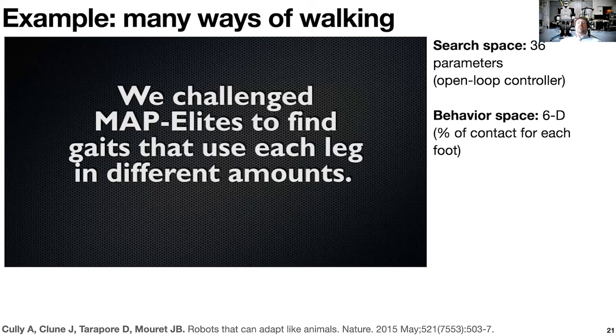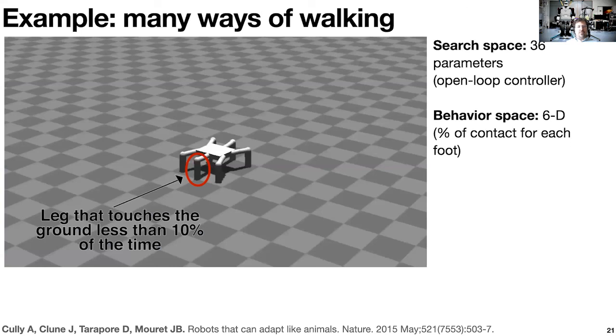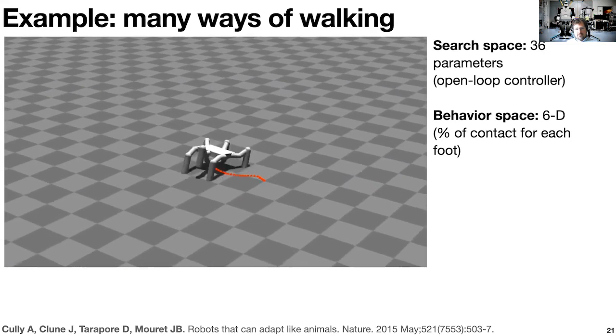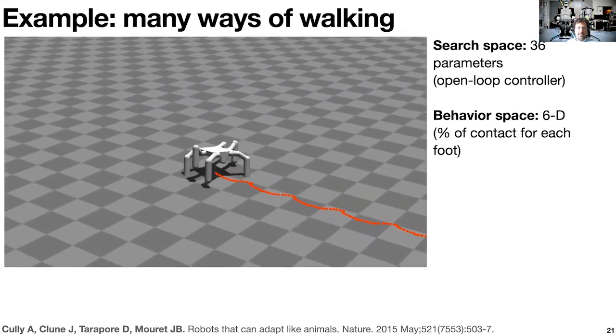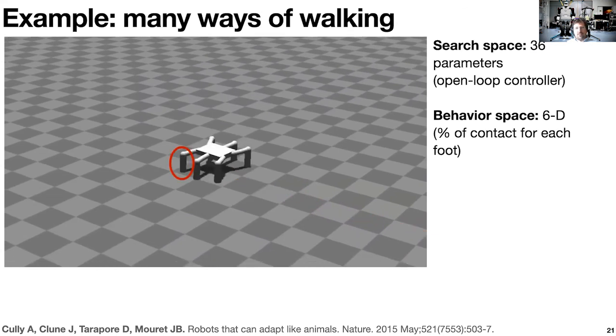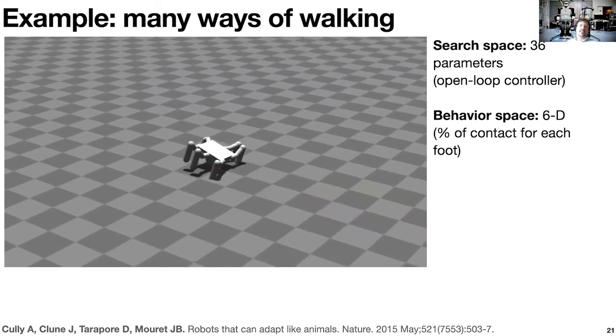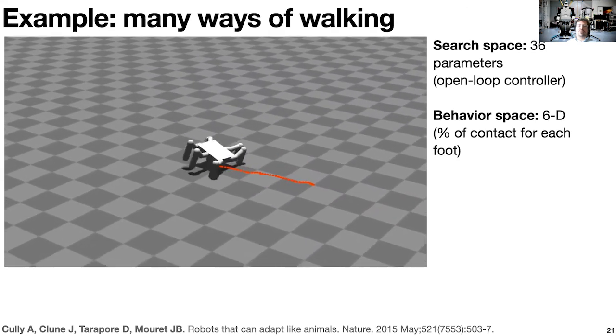Here we're searching for many ways of walking. The behavior space is six-dimensional, and it is the percentage of time steps for which each foot has been in contact with the floor. You can imagine many other different ways of defining behavior here. We look at, for instance, the angle of the body, like is it tilted forward, backward, and so on. The search space here is 36 parameters. It's a basic open loop controller.